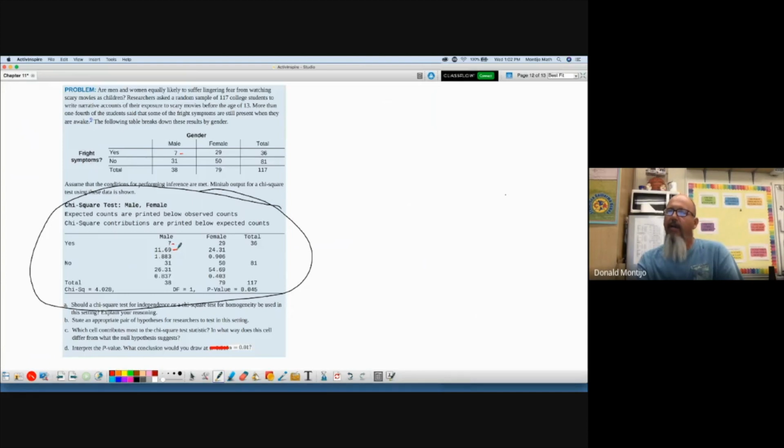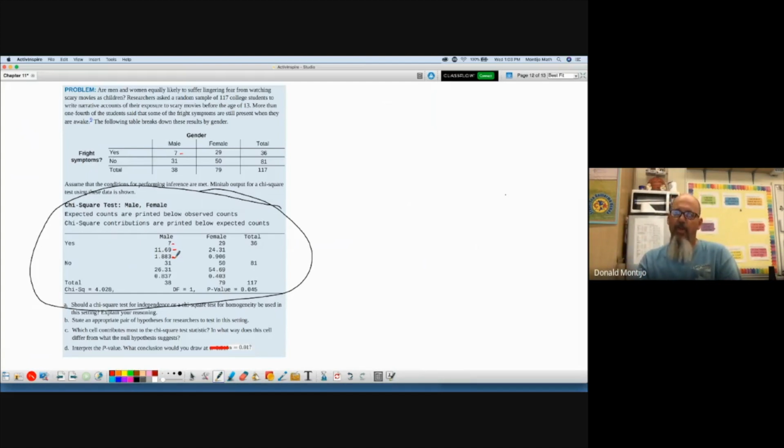Underneath it, there's 11.69. Huh, where'd that come from? Oh, that is the expected number of males who said yes. So these go together. And then there's this 1.883. Well, that's the chi-squared component for that. This 1.883 number here came from 7 minus 11.69 squared divided by 11.69. So that's how the chi-squared test statistic is calculated, by that observed minus expected squared over expected. Well, this computer did all the work for us. Sweet.